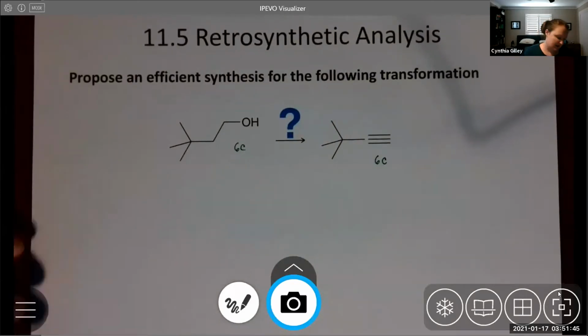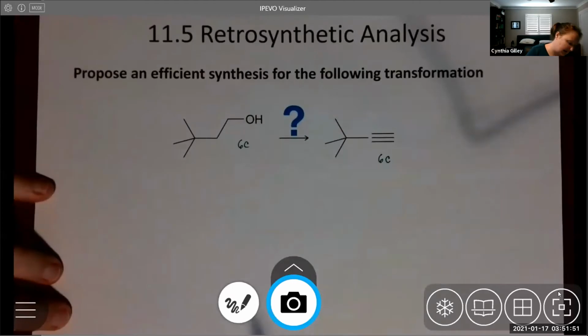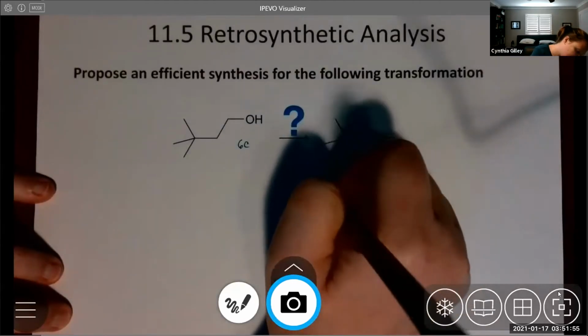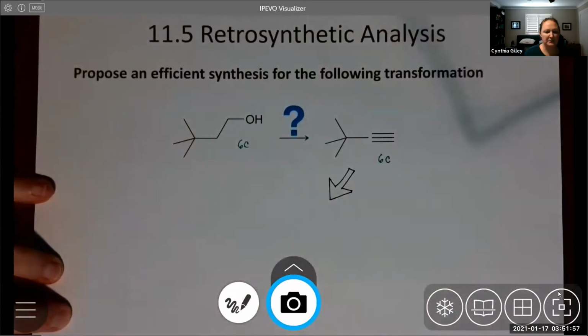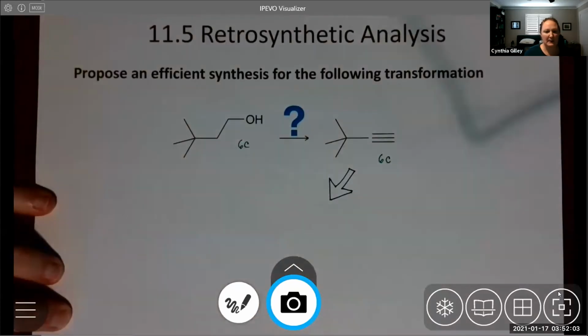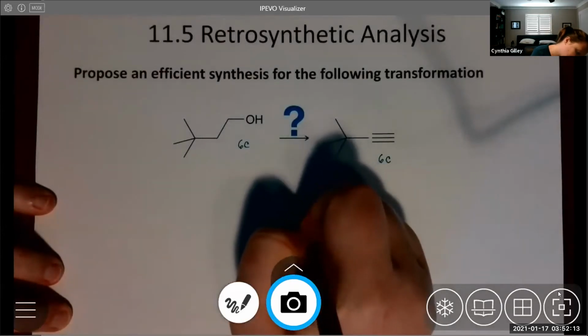So one thing we can do when we're working backwards is use a retrosynthetic arrow. Often we use that arrow to ask, okay, what can I use to make that? How do I make triple bonds? One way is to think about doing a double elimination.